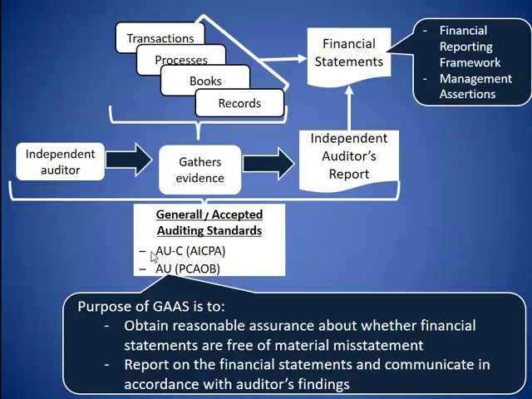One is called AU-C, or Clarified Audit Standards, and these are issued by the American Institute of Certified Public Accountants. So these are the audit standards that have been issued by the Auditing Standards Board of the AICPA. We have another group that also issues audit standards, and these are called AU audit standards or auditing standards. These are issued by the PCAOB.